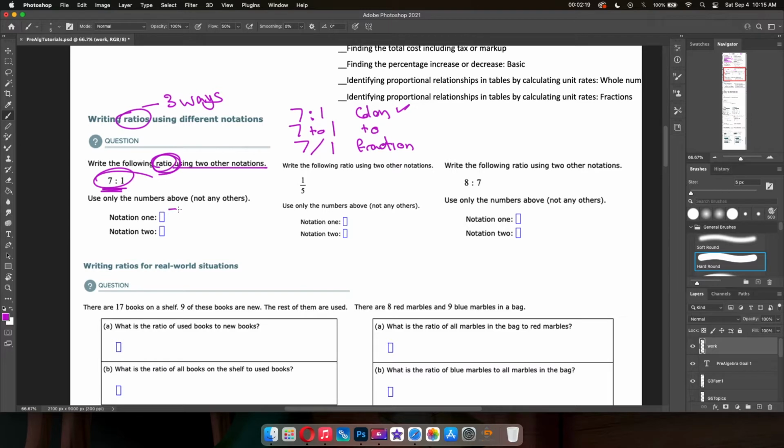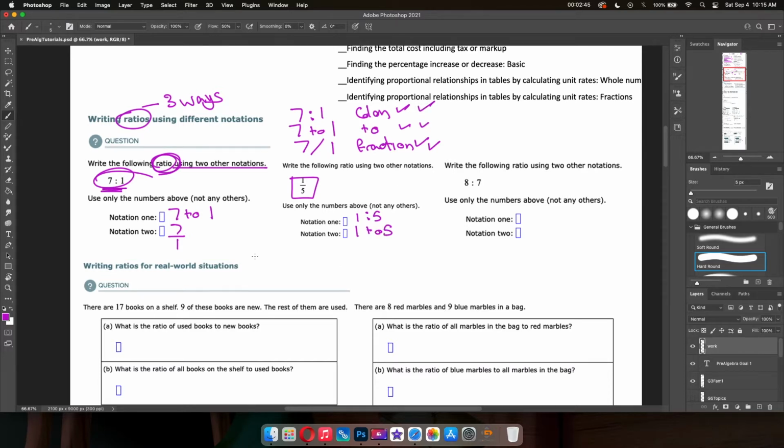So knowing that one of the methods is given, we can check that off. All that's left is to write 7 to 1 and then 7 over 1, which is what it will look like in the software. So those are now checked off. The next thing is going to be looking at our new problem. We now have 1 over 5. So the fraction part has already been done. We just need to write it in the other 2 ways. So 1 to 5 and 1:5, so that those are checked off.